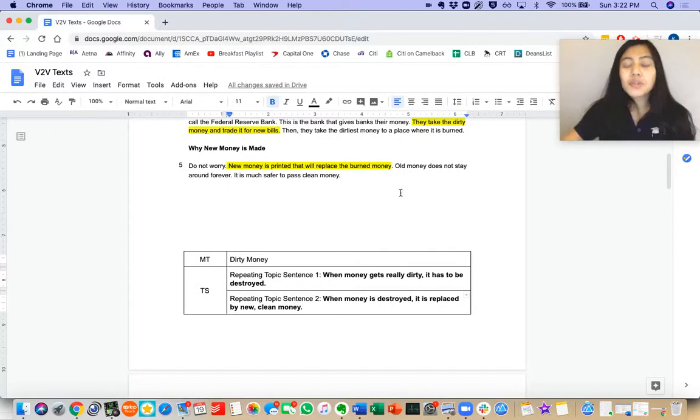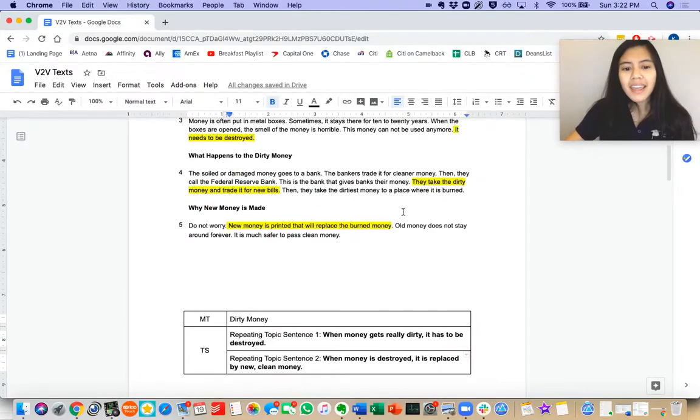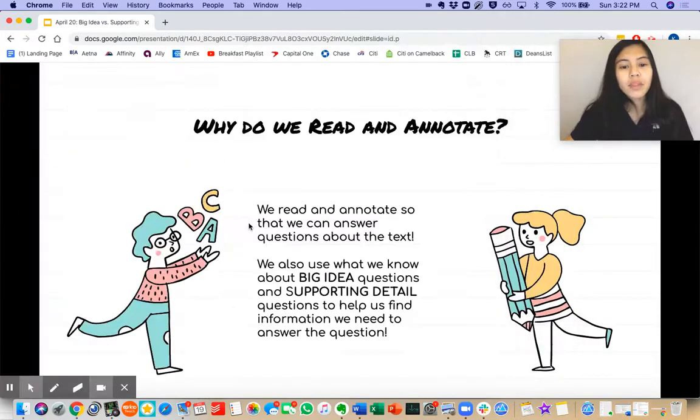Now, scholars, we worked really hard in finding the topic sentences and working on our Making Text That Seem Very Complicated Simple planner. But why is it important to annotate while we read in the first place? We read and annotate so that we can answer questions about the text.